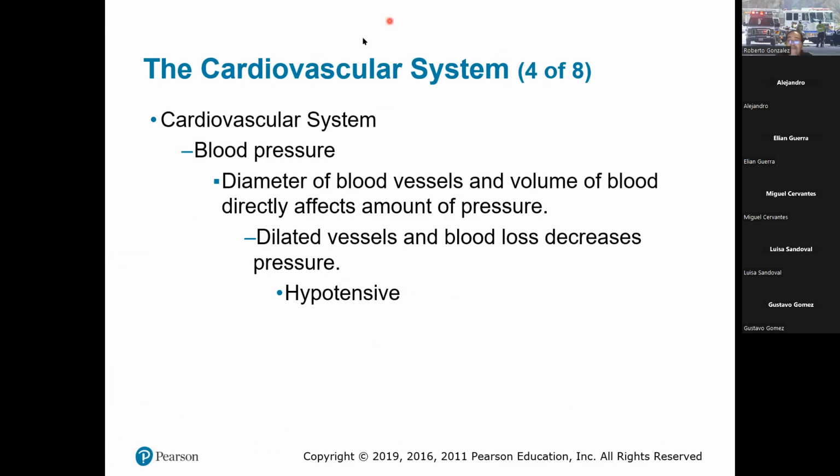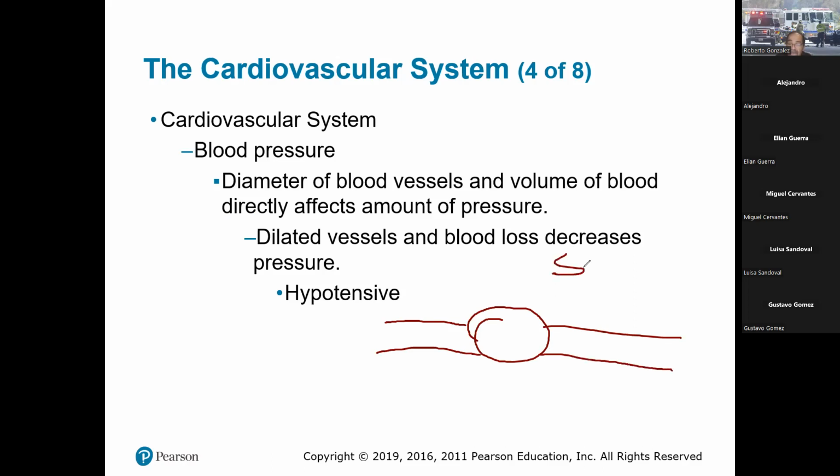Now, I need for you to understand this. When it comes to blood and blood pressure, I'm going to draw this. Imagine every time your ventricle contracts, it forms a ball of blood. Okay? Now, this ball of blood has to travel through blood vessels. And we have two different blood pressures. You have your systolic and your diastolic.